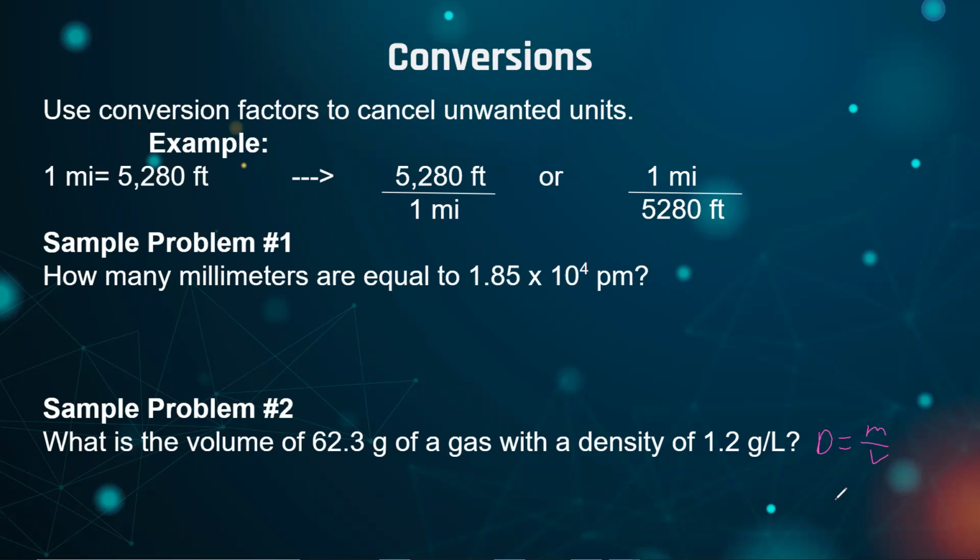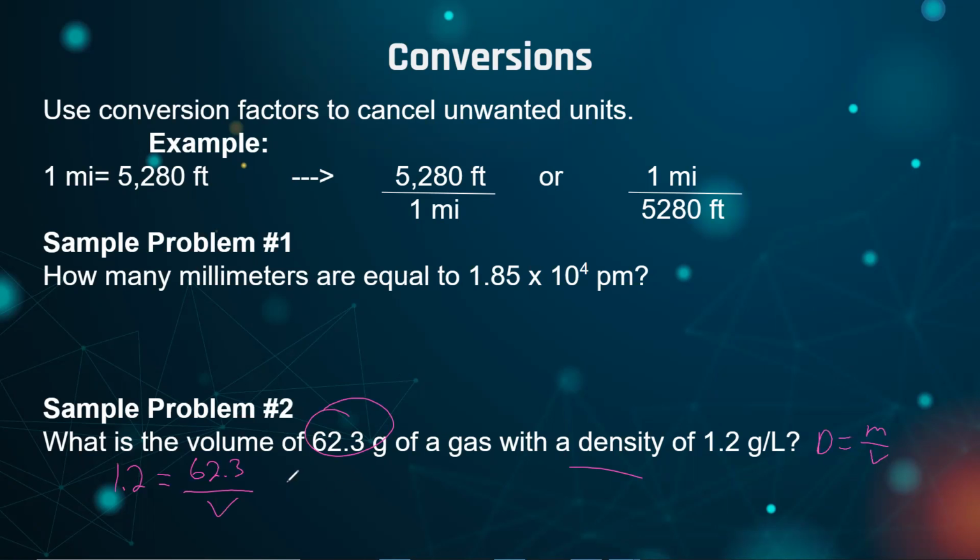And then using the density formula would just be a plug and chug formula. So I'm going to do it that way because I really like using plug and chug formulas. Our density, which we're going to plug in for D, is 1.2. And we know our mass, 62.3. And volume is going to be our variable that we're solving for.